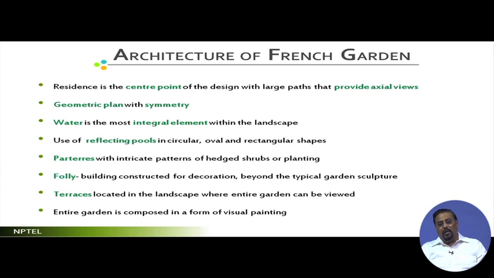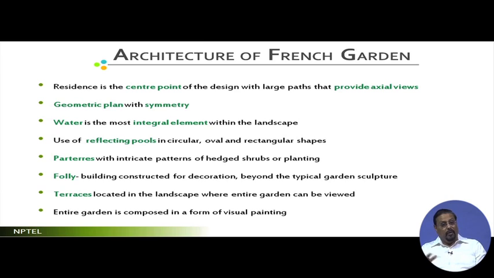Essentially, the entire garden has been planned as if it's a visual painting. So what happened is the artistic senses of the garden were very much introduced in the French landscape styles, and most often they became so delicately geometrical and symmetrical that sometimes it may be commented that the French landscape is too grand. There's so much grandeur and less naturality.